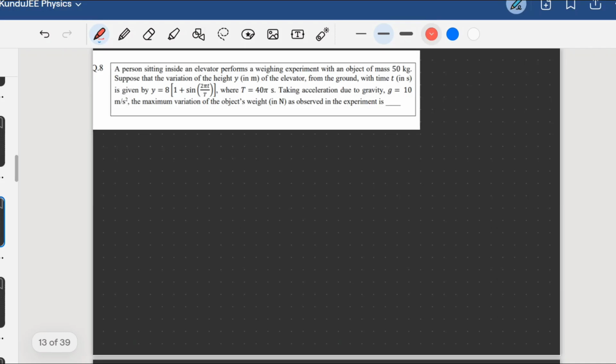Okay, now in section 3, there are 6 integer type questions. So let's see question number 8. A person sitting inside an elevator performs a weighing experiment with an object of mass 50 kg.